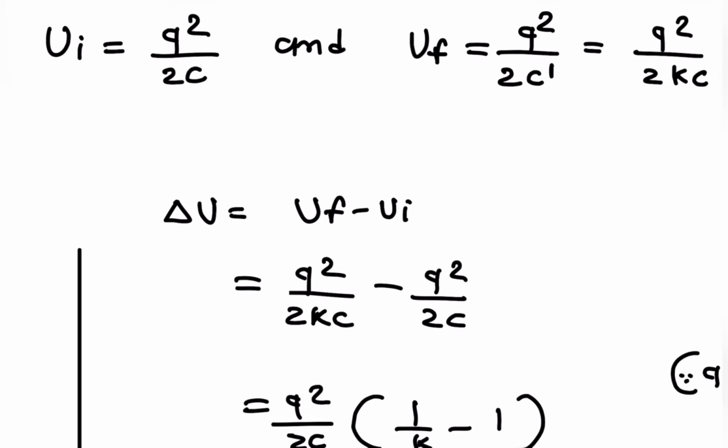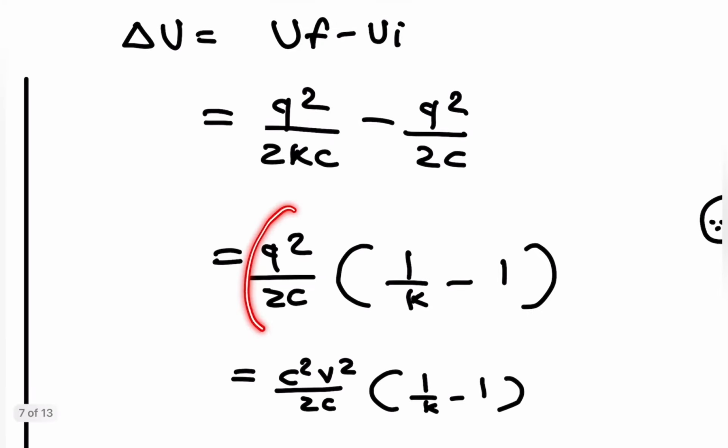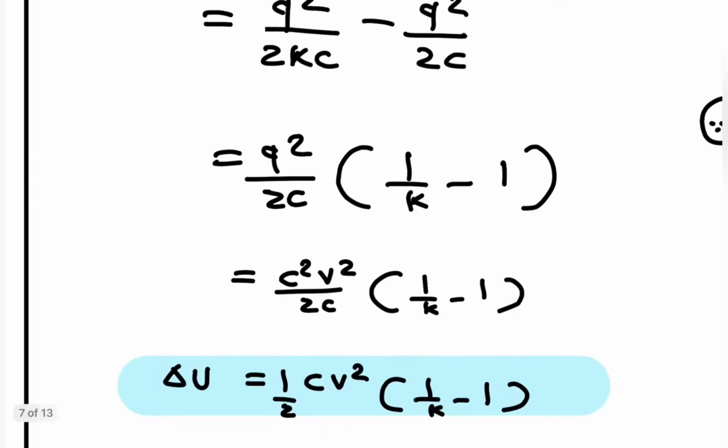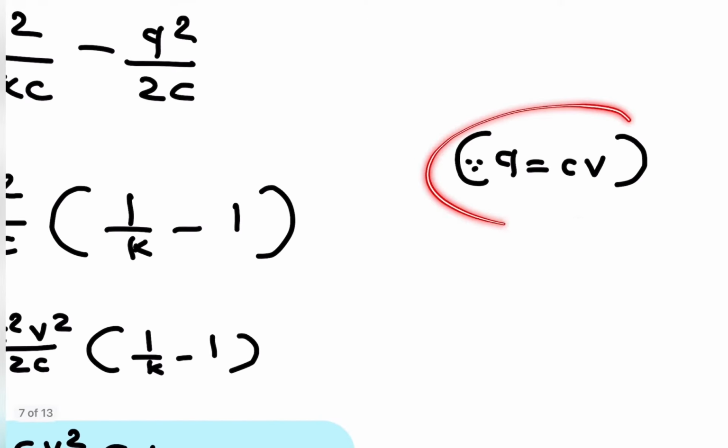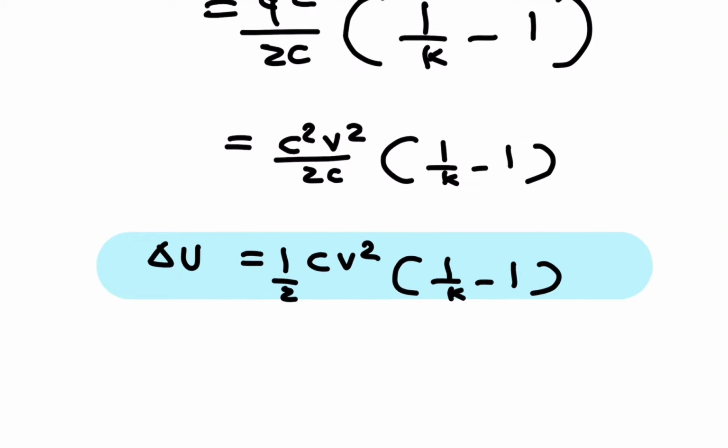So delta U is the difference of energy stored in the capacitor. Delta U is equal to UF, final energy, minus initial energy stored in the capacitor, that is Q square upon 2KC minus Q square upon 2C. Taking Q square upon 2C common, in the bracket the remaining term is 1 upon K minus 1. So in place of Q we can write Q is equal to CV. So in place of Q square we can write C square into V square upon 2C, in the bracket 1 upon K minus 1. So delta U, that is the change in energy stored in the capacitor, is equal to 1/2 C V square times 1 upon K minus 1.